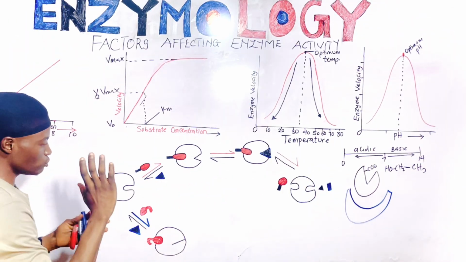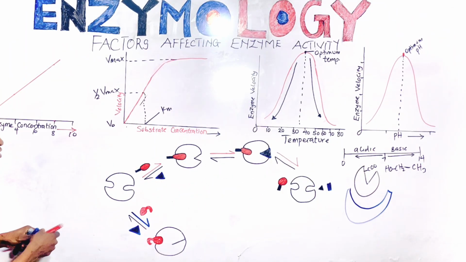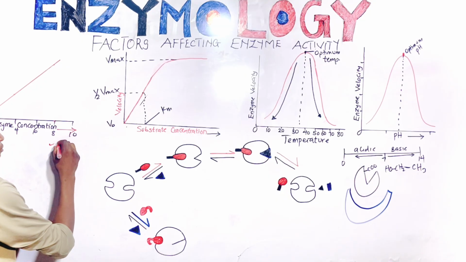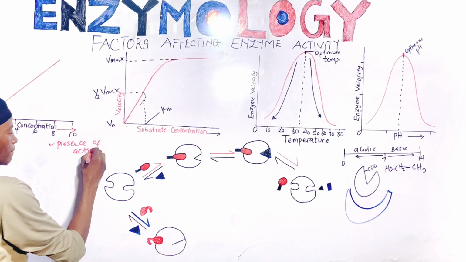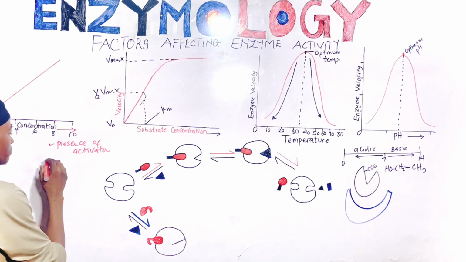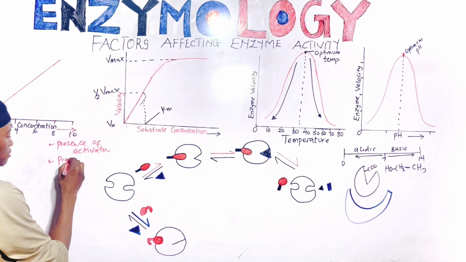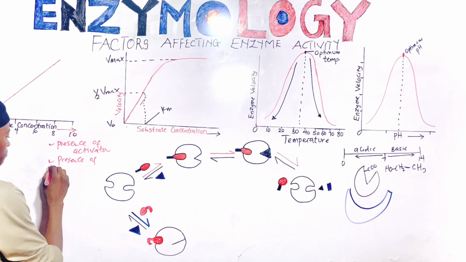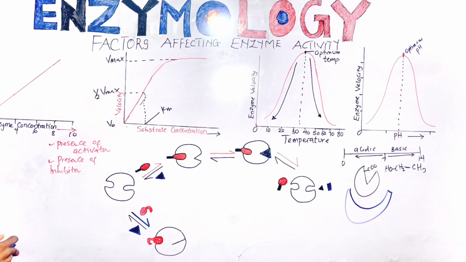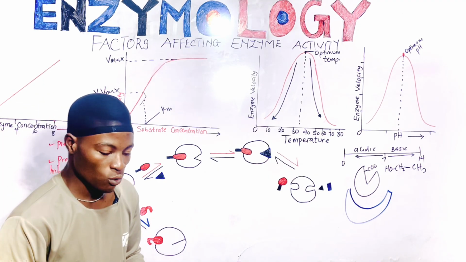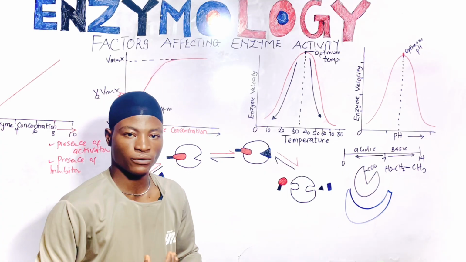This diagram I'm going to use to explain two things. The first one is the presence of an activator, and at the same time, I'm going to explain the presence of inhibitors. Both activators and inhibitors are molecules that can influence the activity of an enzyme.